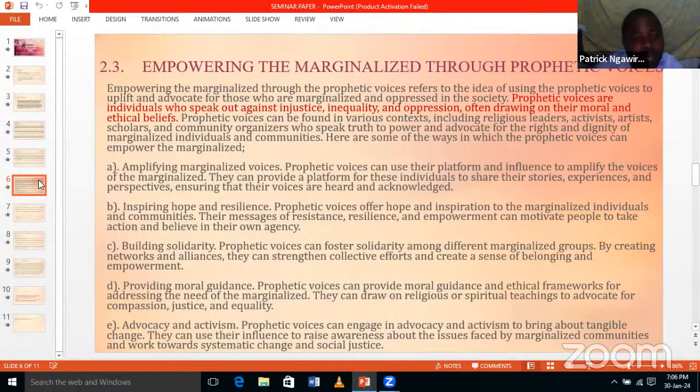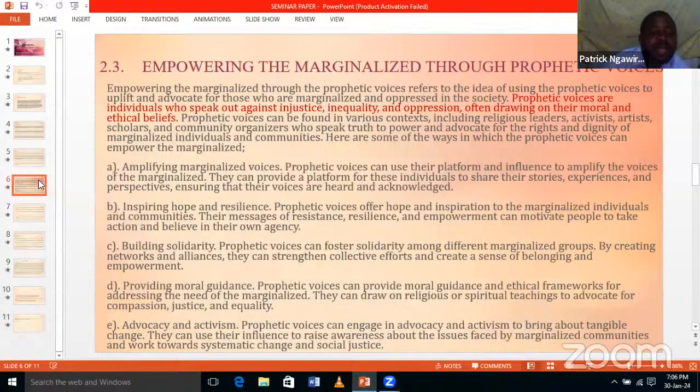And the prophetic voices can be found in various contexts, including religious leaders, activists, artists, scholars, even community organizers who speak truth to power and advocate for the rights and dignity of marginalized individuals and communities. So here are some of the ways in which the prophetic voices can empower the marginalized. The first one is amplifying marginalized voices.